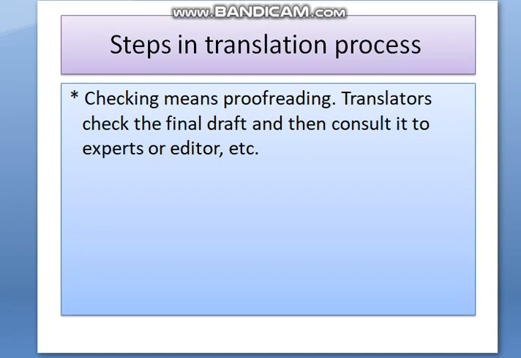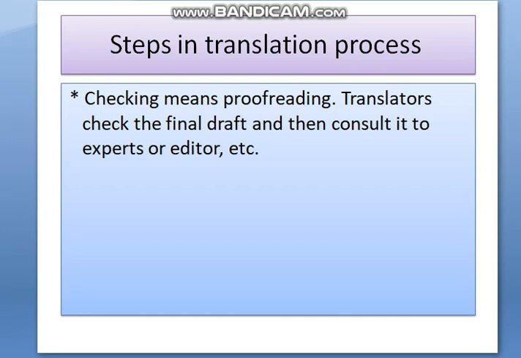The last step, checking. Checking means proofreading. The translator checks the final draft and then consults an expert or editor, etc.